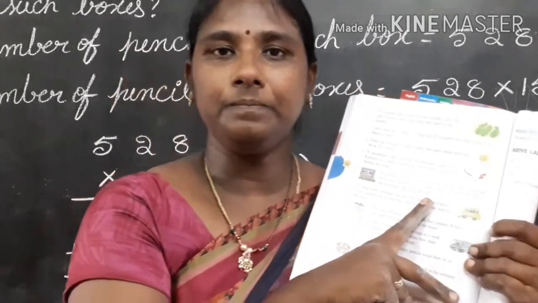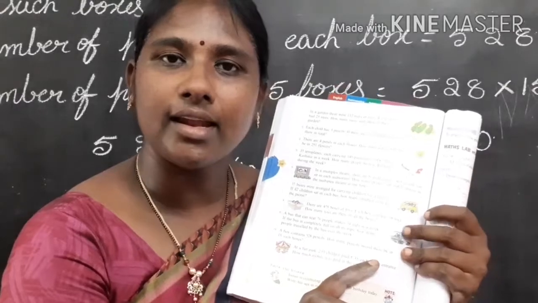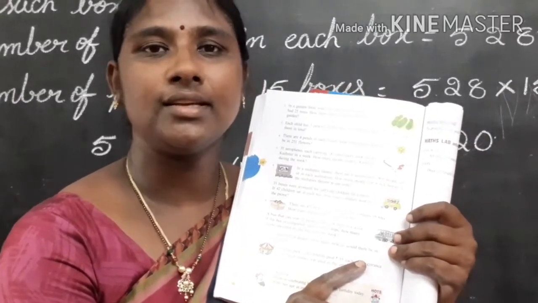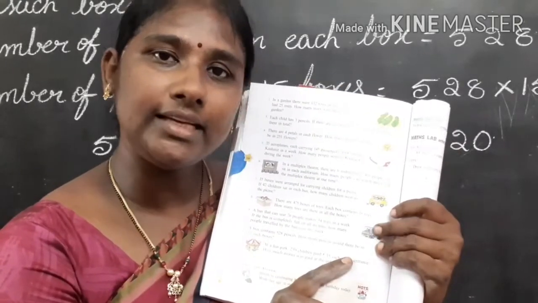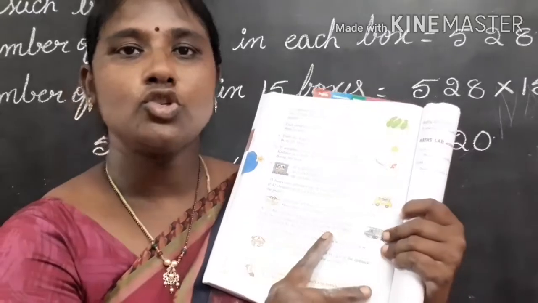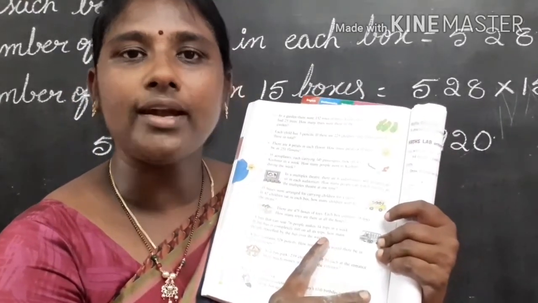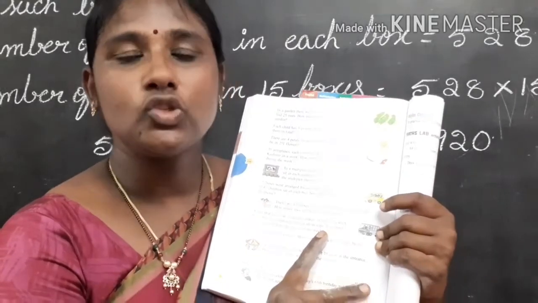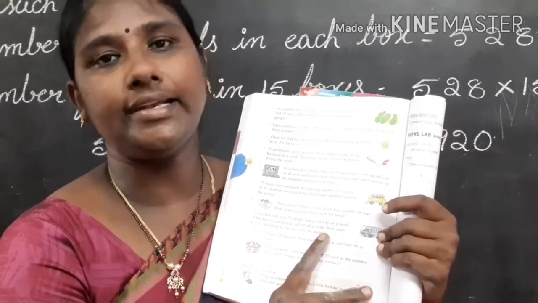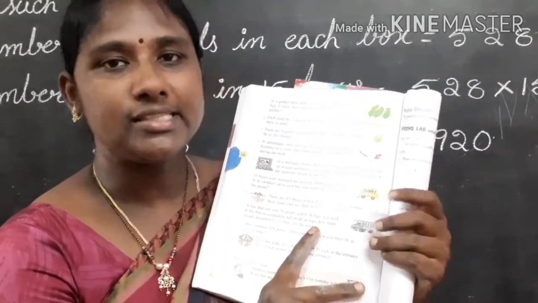At one time. In a multiplex theatre, how many theatres are there? 6 theatres are there. In each one, 468 people can sit. Total 6 auditoriums, in each auditorium 468 people can sit. Total how many people can watch a movie at a time? 468 into 6.